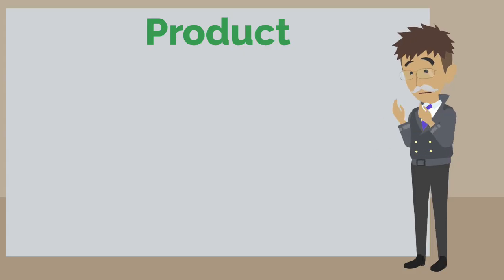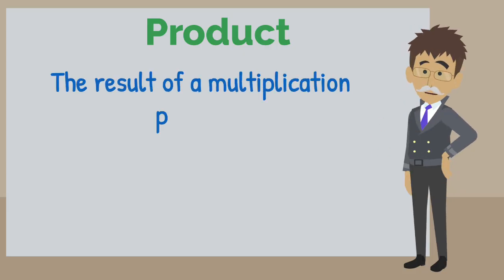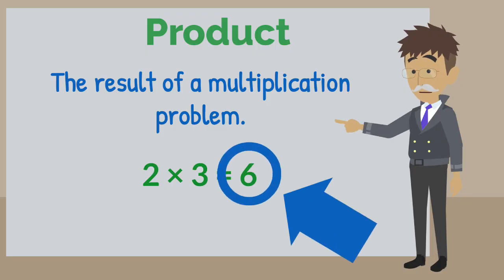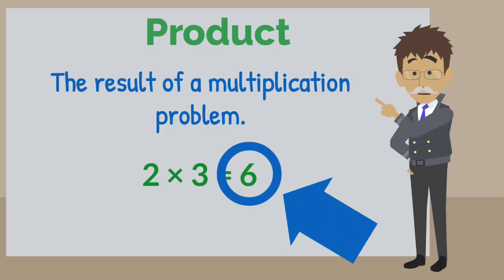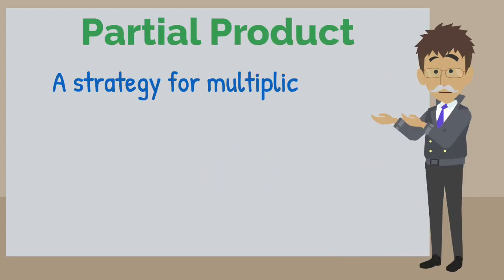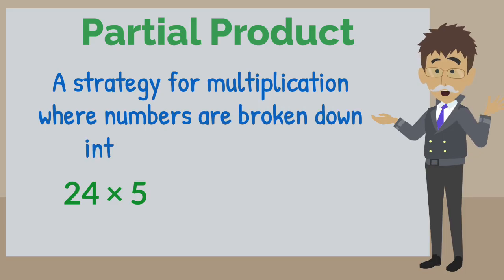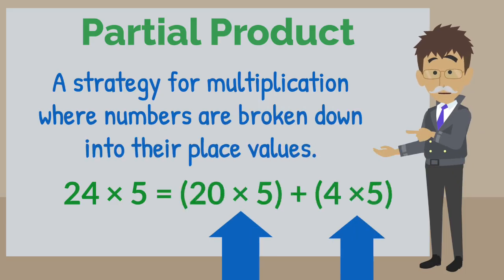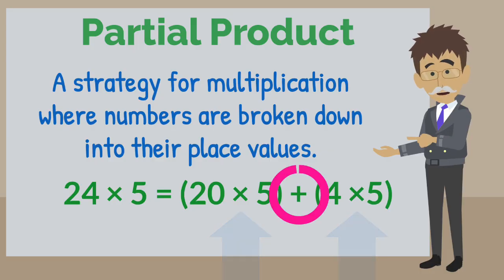Product. The result of a multiplication problem. The product of 2 and 3 is 6. When we solve multiplication problems, sometimes we use a strategy. Partial product. A strategy for multiplication where numbers are broken down into their place values. Each part is multiplied together separately, and then the total is found for the solution.